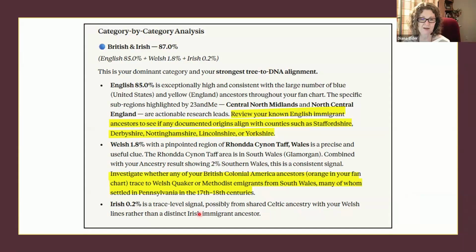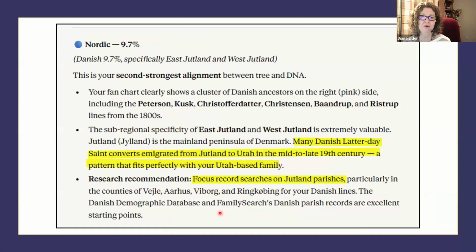And this really isn't enough to think, okay, let's go Irish and try to figure something out there. But it said possibly, maybe something further down the road will give me more information. And then the Danish, and especially the East Jutland and West Jutland regions. And it noted this is the second strongest alignment and pulls out all the different Danish ancestral names here that are on the pink side.